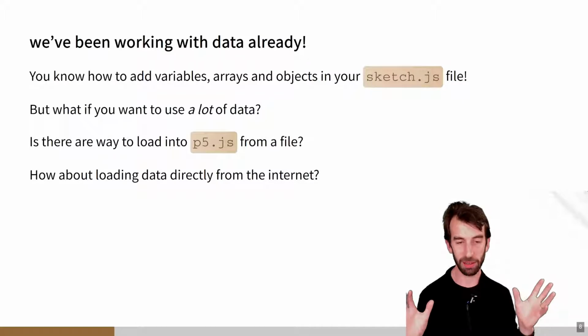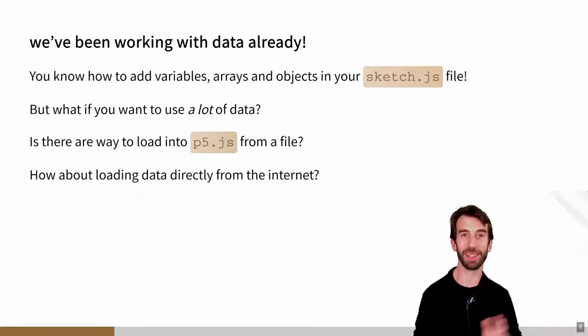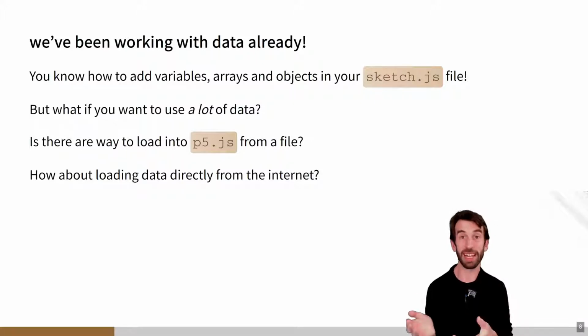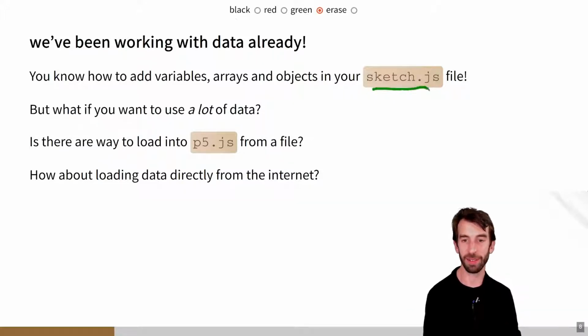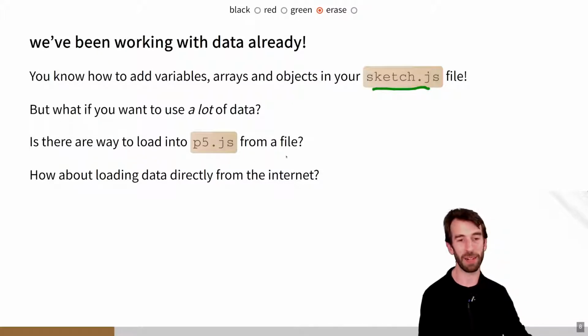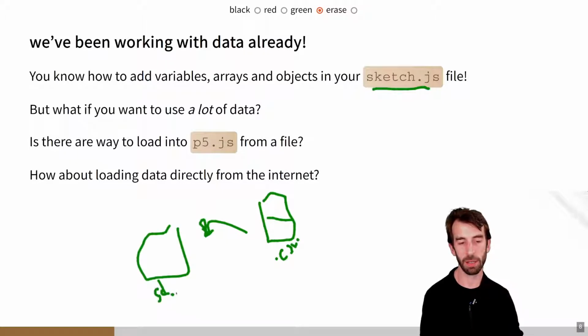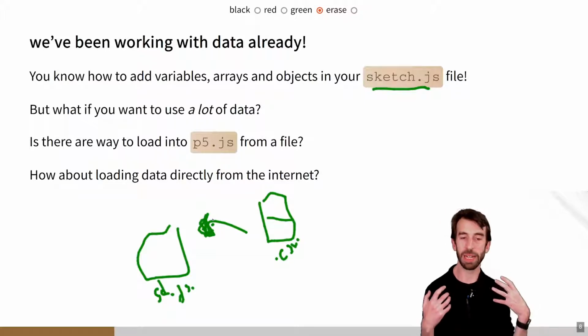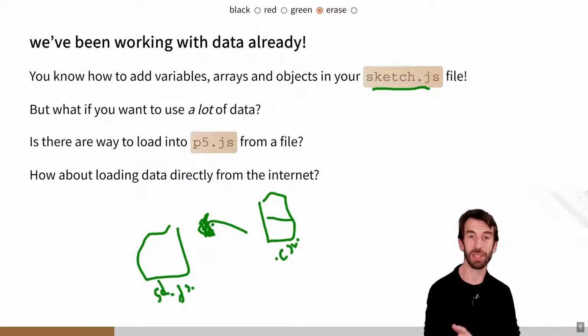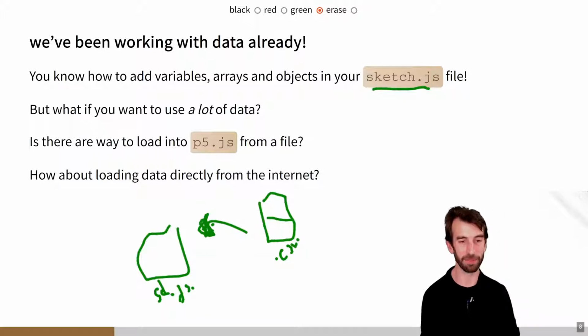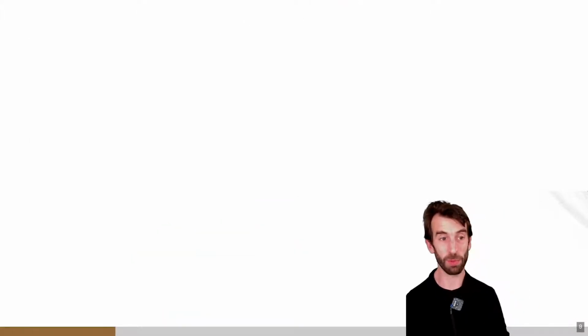But what if you want to use a lot of data? Lots and lots of things. It might be, in fact, too much to actually store it within your sketch.js file, and you might want to load it in from some separate file. So have a file outside your sketch.js, maybe a .csv file, and load that right into your sketch. You might also want to load data directly from the internet, which is where things get to be pretty interesting. So this is what we're going to look at this week.